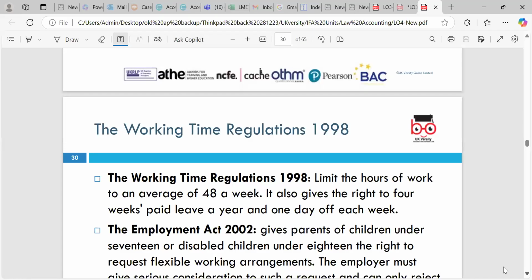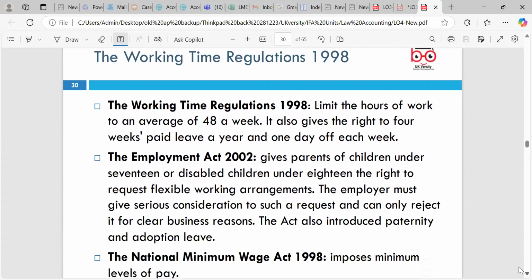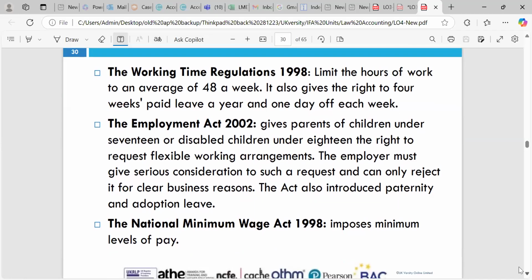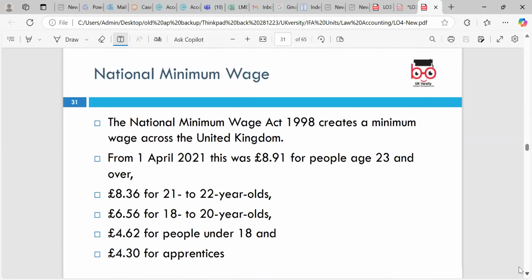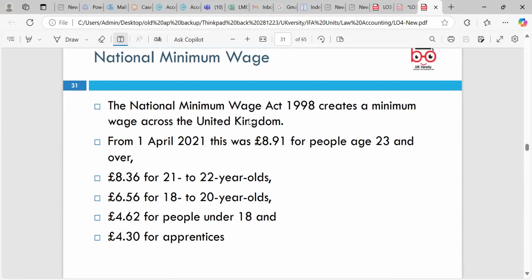You can't really work more than an average of 40 hours. It limits the hours of work to an average of 48 hours a week, and it also gives the right to 4 weeks paid leave a year, and one day off each week at least. Under this legislation, parents of children under 17, or disabled children under 18, have the right to request flexible working hours. Like flexible working hours, the national minimum wage is also 1998, which is the old one, and we can explore gov.uk, whichever year you're looking at, as it just carries on changing.